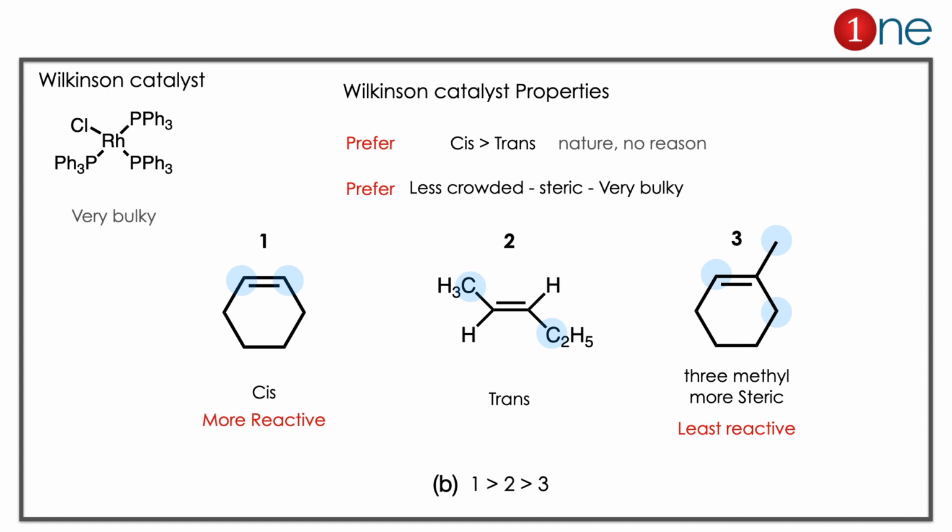The third one will be sterically hindered. If you compare, it is hindered because of 3 methyl groups, so it will be least reactive. The most reactive is cis, the least reactive is the most sterically hindered one. So if you look at the reactivity, first will be higher, then comes second, least will be the third one. So the answer is clearly B there. The concept you have to learn here is that Wilkinson catalyst is bulky and always prefers less steric positions.